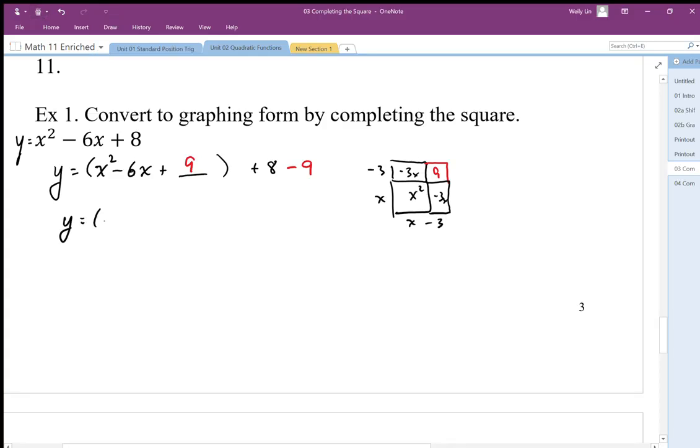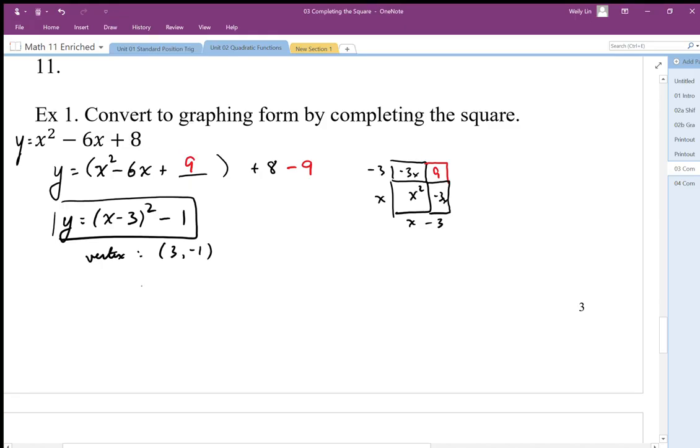I'm going to write it in its completed square form. It's going to be x minus 3 squared, and then -1 when I combine those like terms. There's my graphing form. I can now identify the vertex. The vertex is going to be at 3, -1. This has an axis of symmetry at 3. The y-intercept is at +8.